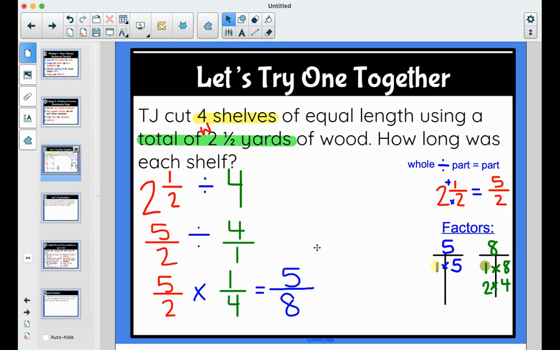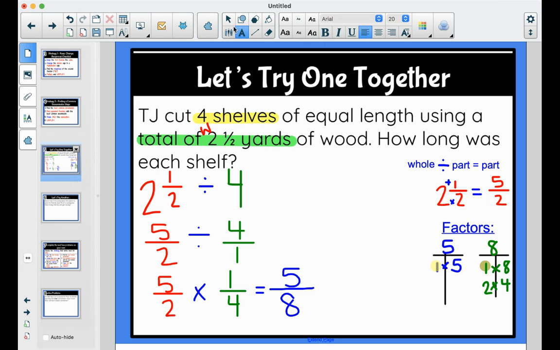Now that we're working with a word problem, I need to write my final answer in a complete sentence. So it said, how long was each shelf? I can write each shelf is 5/8. You can write it like that. That's totally fine. Yards, which I get straight from the problem, long. And then that would be my final response.